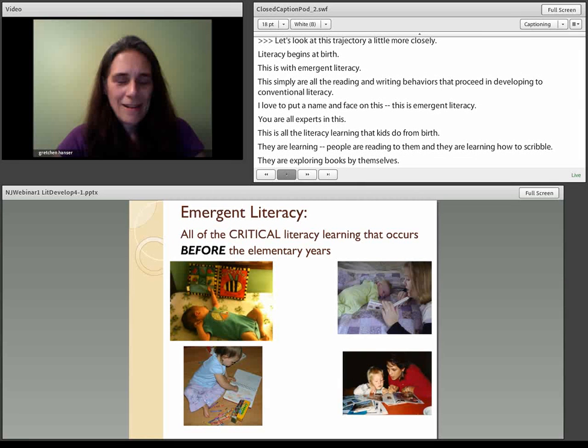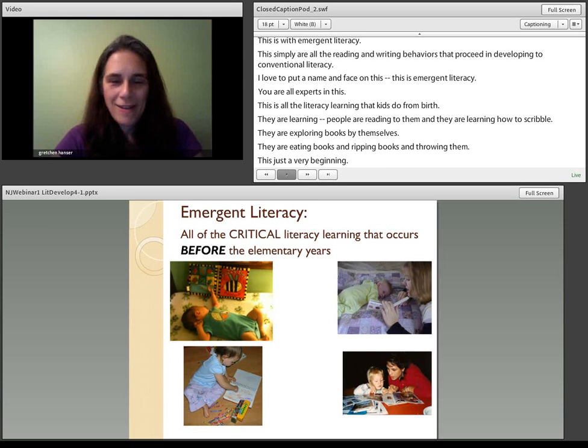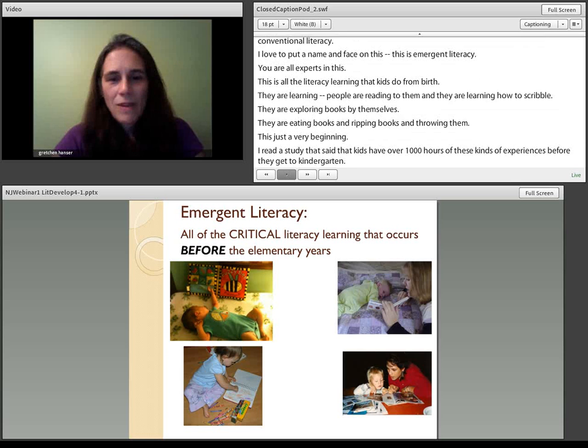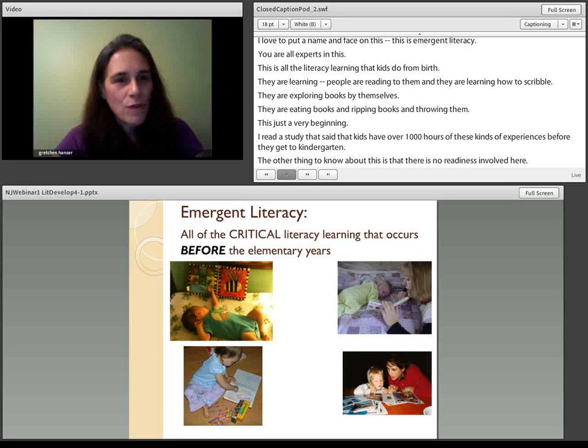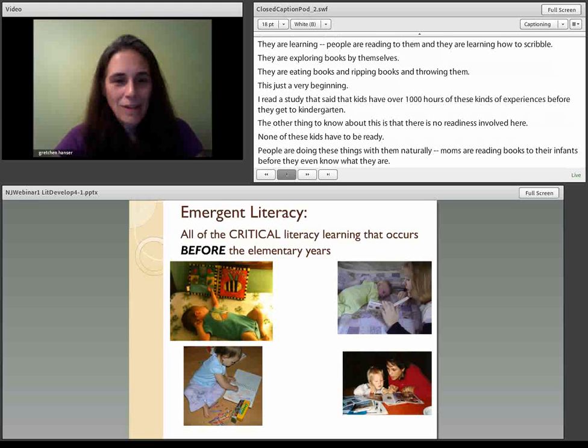I read a study somewhere that said that kids have over 1,000 hours of these kinds of experiences before they get to kindergarten. And the other thing to know about this is that there's no readiness involved here. None of these kids have to be ready, right? People are doing these things with them naturally. Moms are reading books to their infants before their infants even know what they are. We're giving kids crayons when they're a toddler, and we're letting them go to town and eat the crayons and throw them and rip the paper. So there's no readiness there at all. Kids don't need to be ready to engage in literacy.